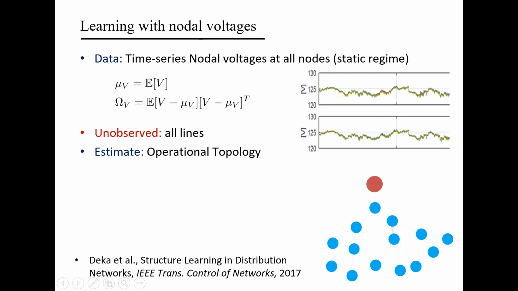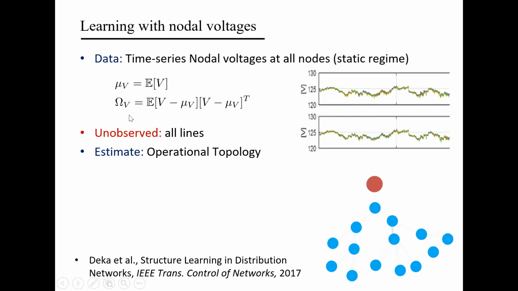So the first problem I talk about, and this is fairly straightforward, is let's say you have voltage data in a distribution grid, by which I mean you have voltage magnitude time series data. Can you use that to estimate connections in the grid? By which I mean, can you find out who's connected to what, the neighborhood structure in the distribution grid that might change from time to time? So you have no information about any connections or lines in the distribution grid, but you want to estimate the operation topology.